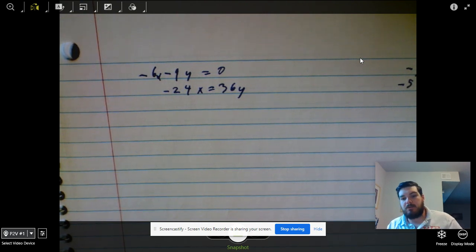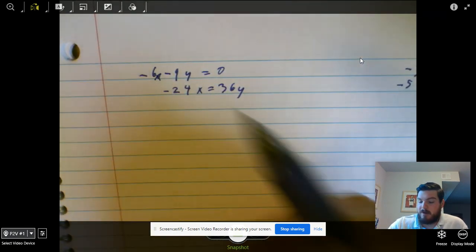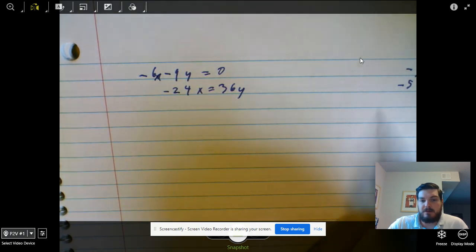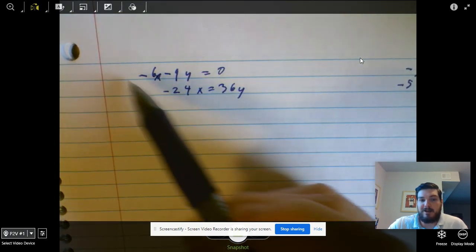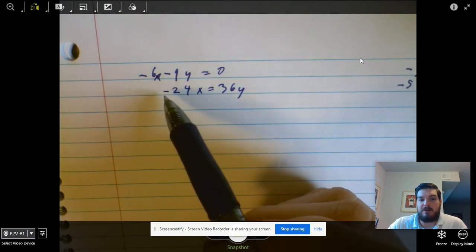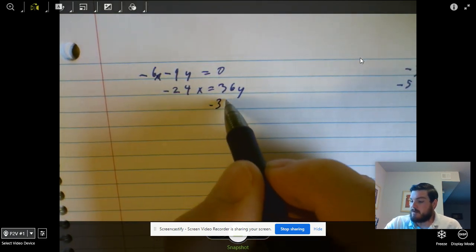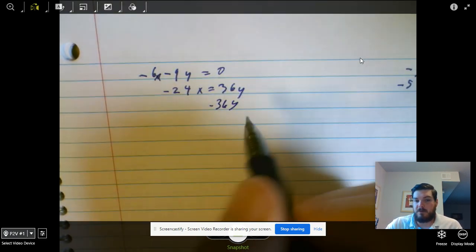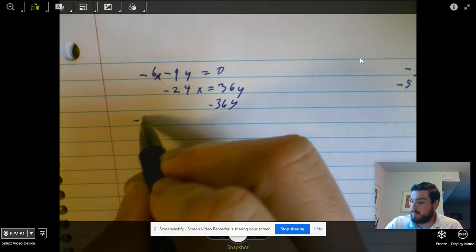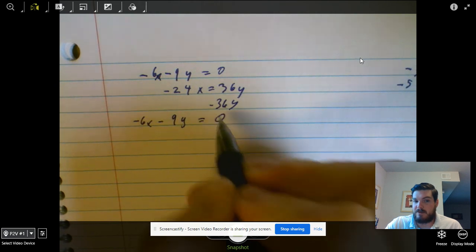So today in class, what we did was we talked about manipulating equations that are not already in standard form. So we see that we have one equation up here in the top that is in standard form, the other one that is not. So we have negative 6x minus 9y equals 0. And then our second equation is negative 24x equals 36y. So a quick change, what we could do is we could subtract it on the other side. So now I have 6x minus 9y equals 0.